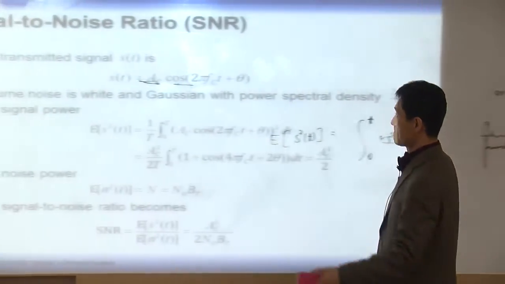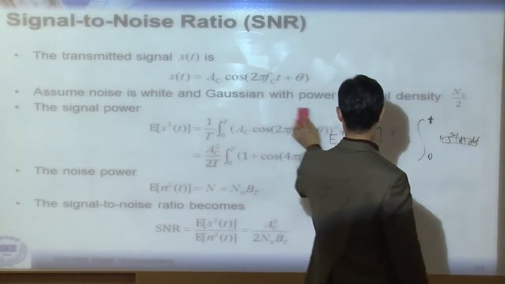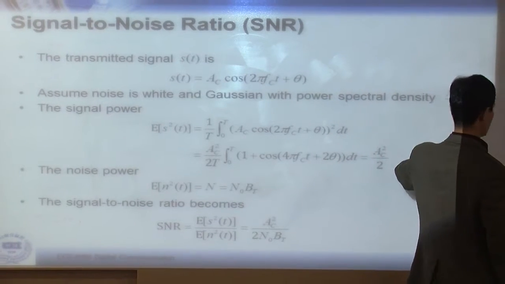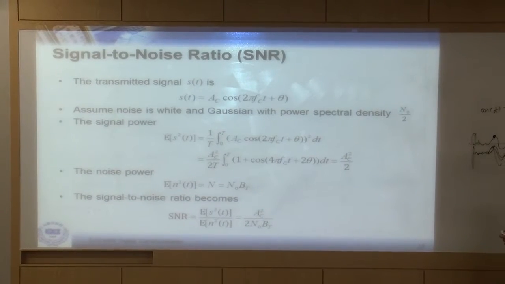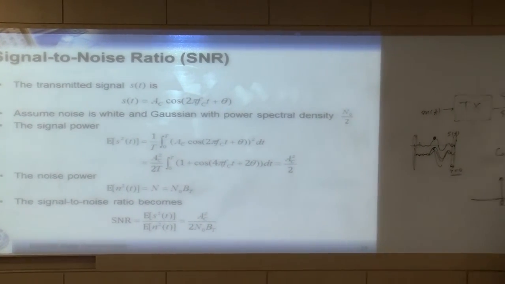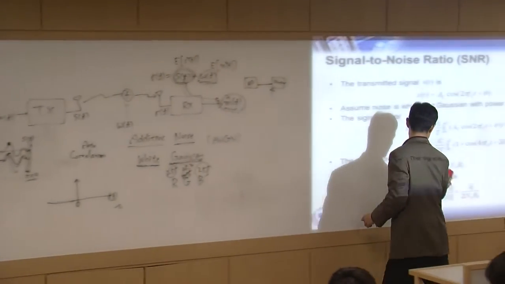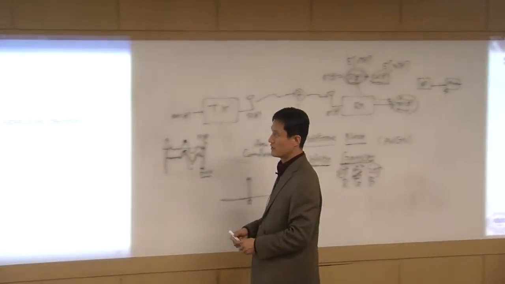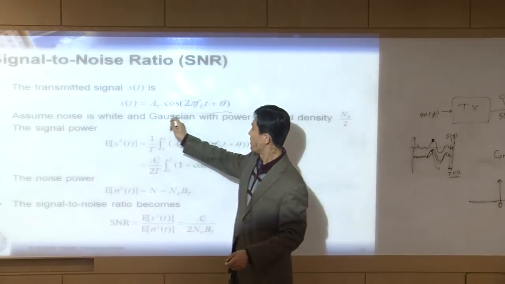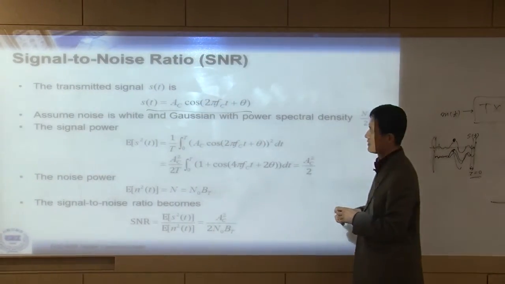Okay, all of these things is just review of analog communication. Now we are going to again review the analog communication system here. What is s(t) in this case? This is the case of the transmitted signal in general.